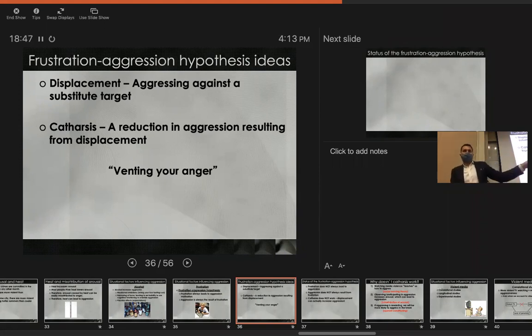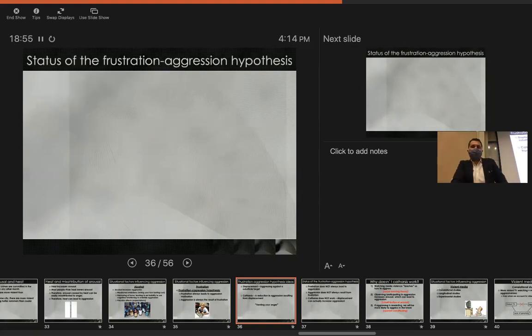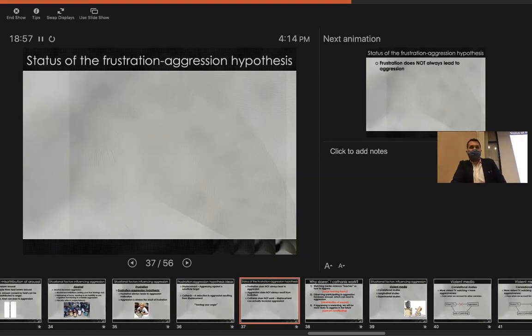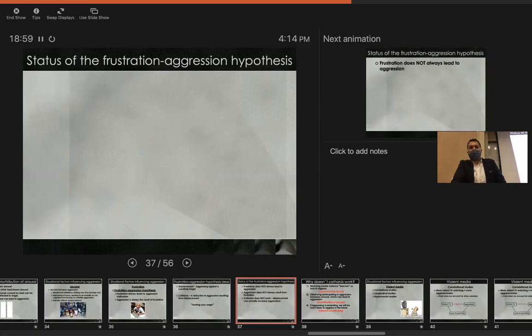But this is an old theory, right? This theory is from like 100 years ago, roughly. We've learned a lot since then. And so we can check on the status of the frustration aggression hypothesis as we know it today. Well, it turns out that it's certainly the case that frustration can lead to aggression.